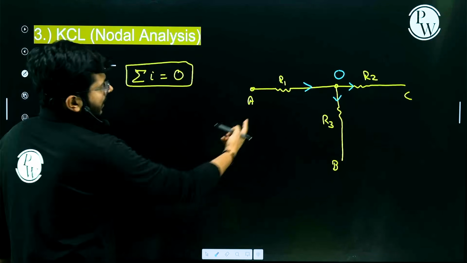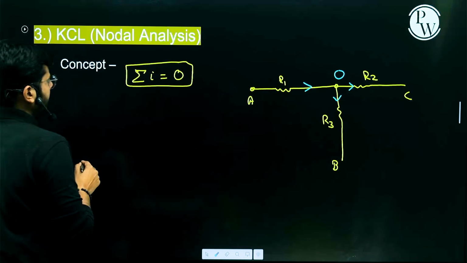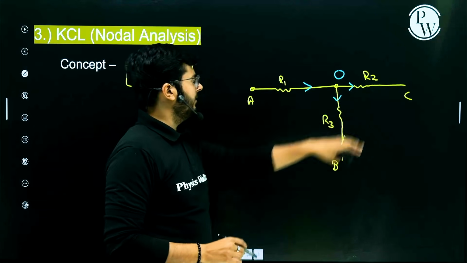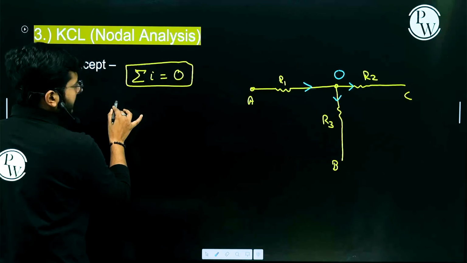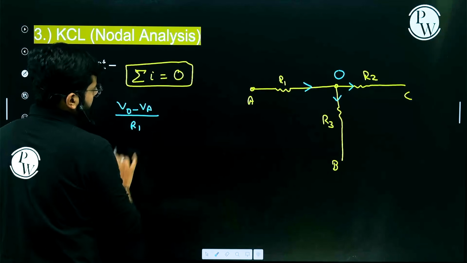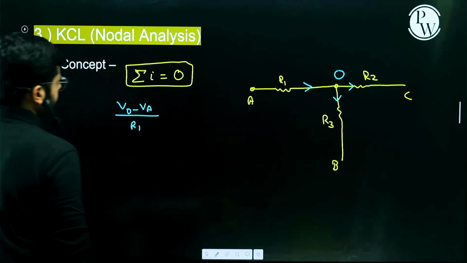So you can simply say that at that particular point, at point O, what is happening? The net current is 0. So current entering is the same as the current leaving, right? So over here, what is happening? (VO minus VA) upon R1, right? This is the current entering the junction, right?